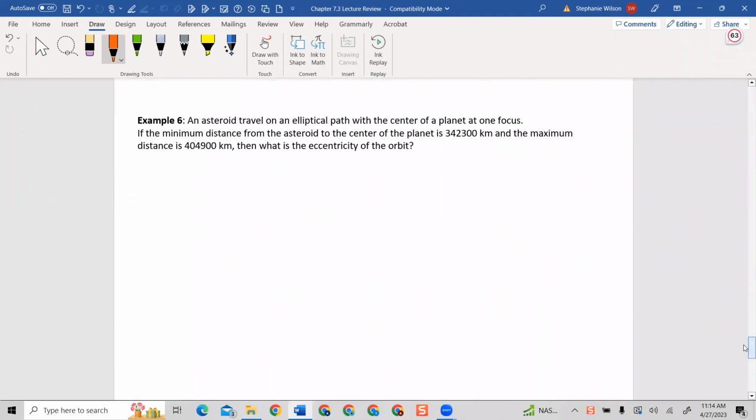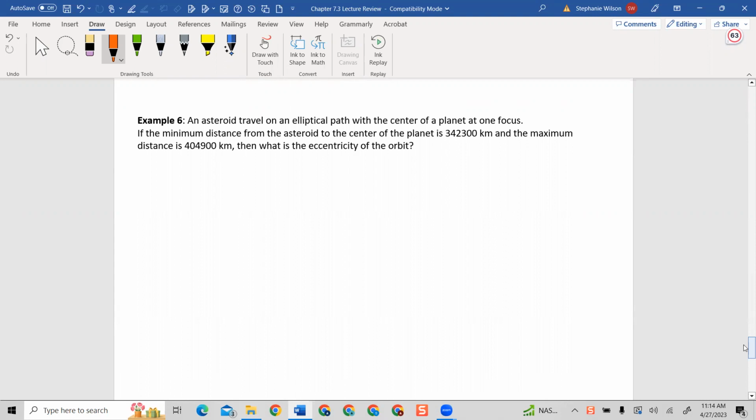Now, our next one, let's talk about this application problem. On this application problem, it says that we have an asteroid that travels an elliptical pathway with the center of a planet at one focus. If the minimum distance from the asteroid to the center of the planet is 342,300 kilometers and the maximum distance is 404,900 kilometers, then what is the eccentricity of the orbit?